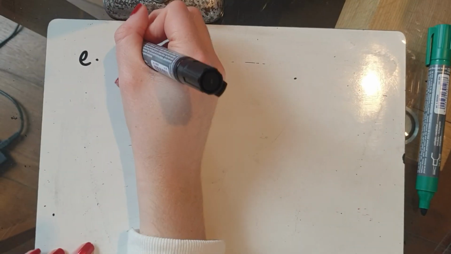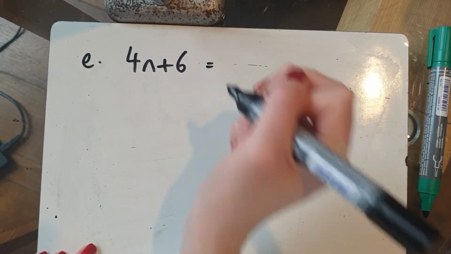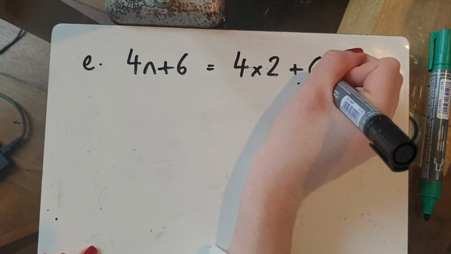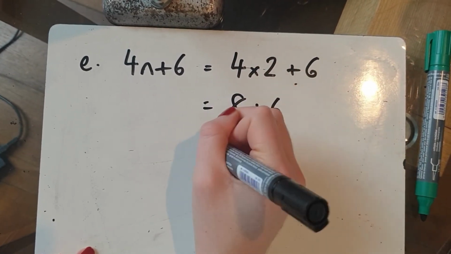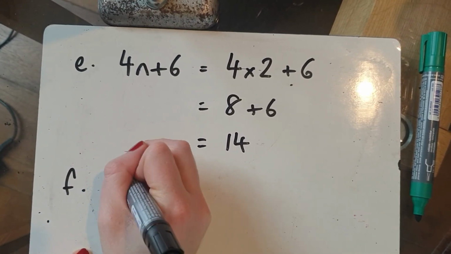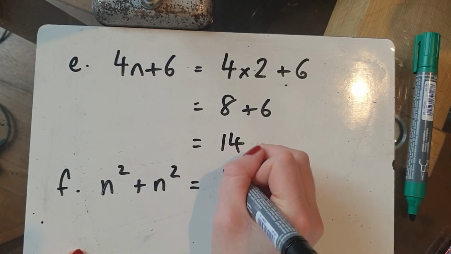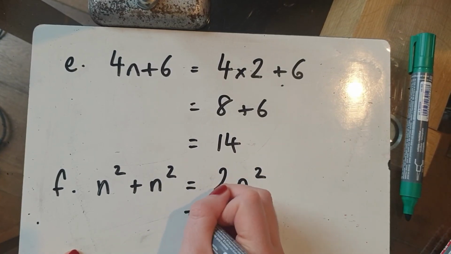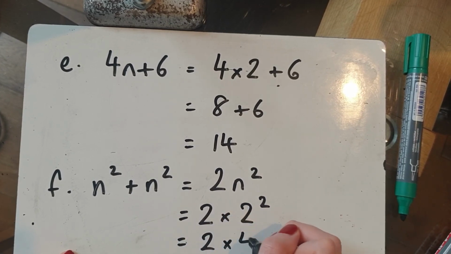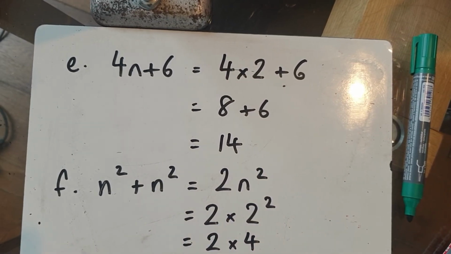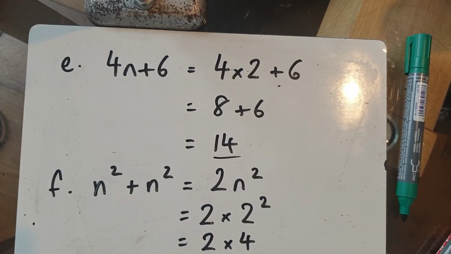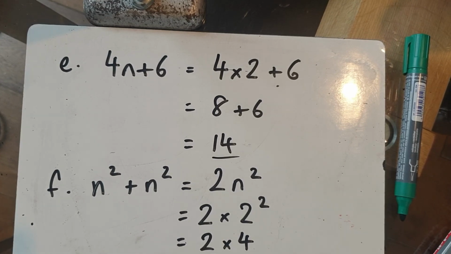For part E, 4n plus 6 cannot be simplified, so I just substitute in n. And for part F, n squared plus n squared is 2 times n squared. So that will be 2 times 2 squared. So it is 8. So those are your answers. I apologise once again for getting D completely wrong, so please watch the second part of that.